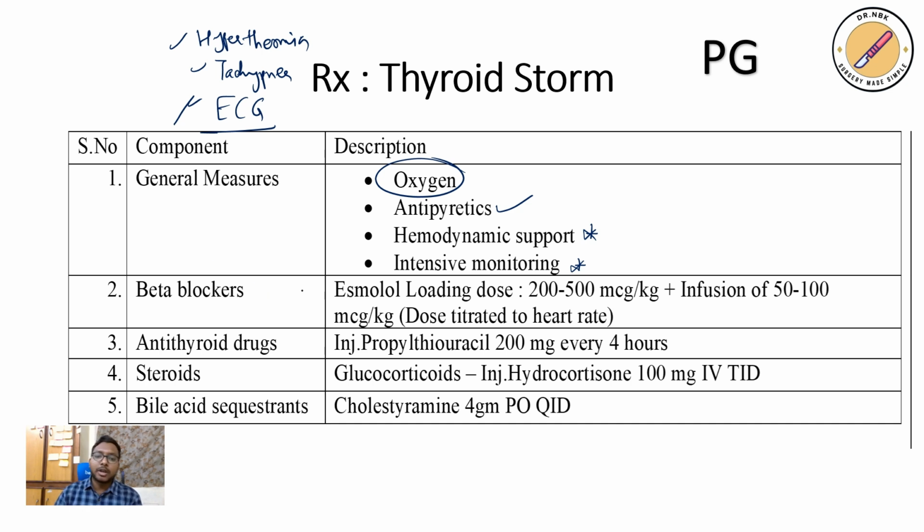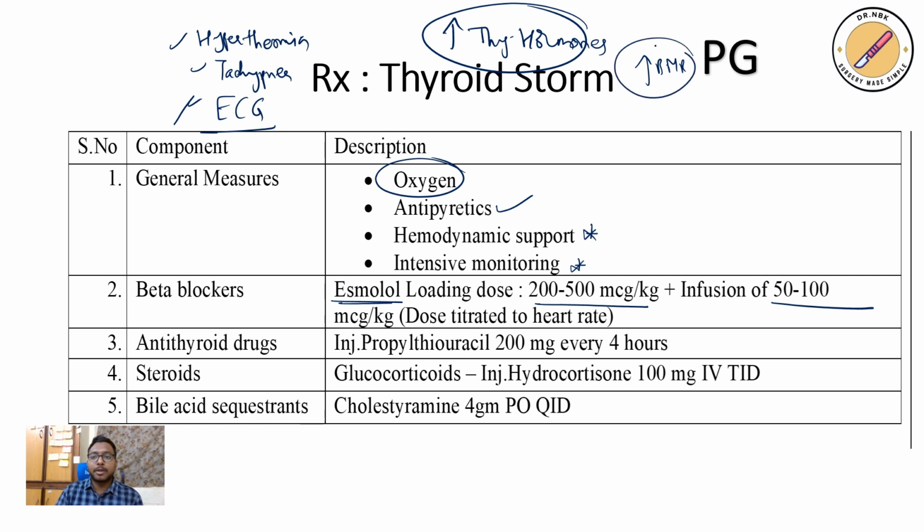The first drug you can give is esmolol IV. 200 to 500 micrograms per kg plus infusion of around 50 to 100 micrograms per kg. Depending upon heart rate, you will adjust the dose. Thyroid storm is mainly happening because of the manipulation of the thyroid gland, which will cause instantaneous rise in thyroid hormone levels, which is causing the increased basal metabolic rate and other changes within the body. This is again mainly important for PGs.